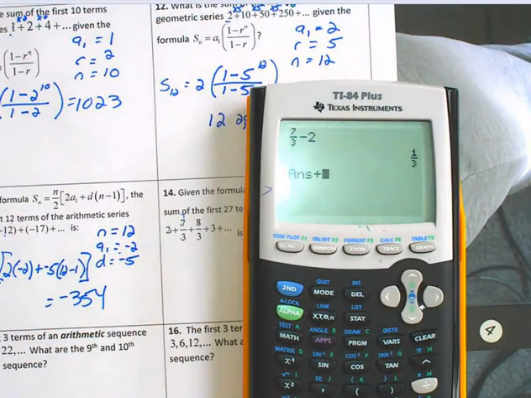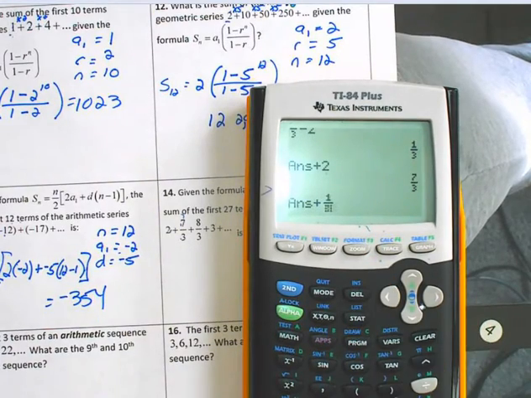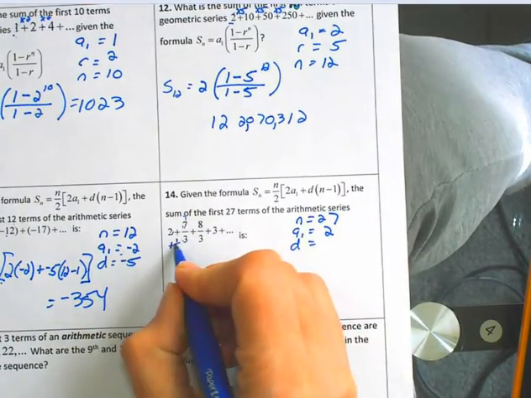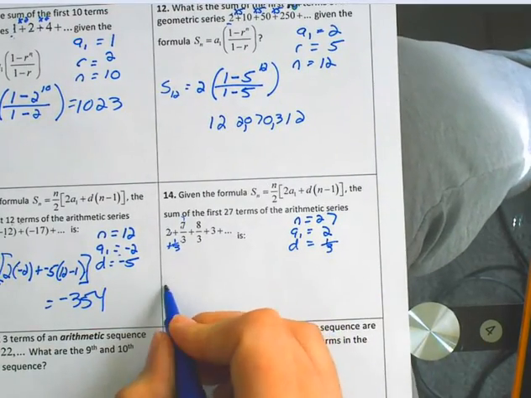1/3 plus 2 gives me 7/3. Let's see if it works for the next one. Adding 1/3 again gives me 8/3. So I am adding 1/3 each time. So my common difference is 1/3. Okay, we're going to plug it into the formula.